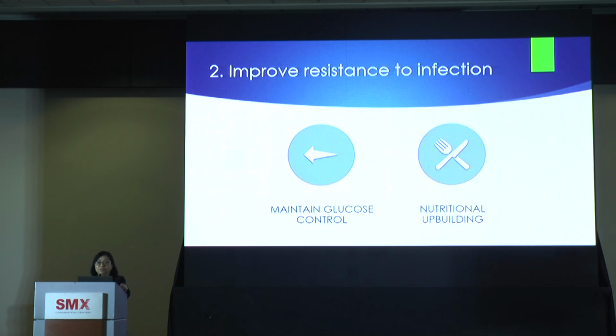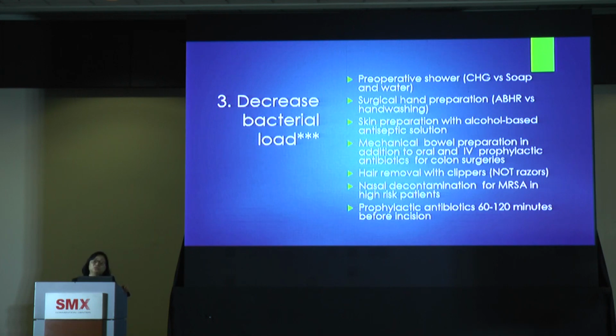As for nutritional upbuilding, again, both in the extremes of the spectrum, whether very obese or very malnourished, both will have negative consequences as far as SSIs are concerned. The third concern has to do with decreasing the bacterial load. And the asterisks are there to show that these are the ones with the strongest recommendations.